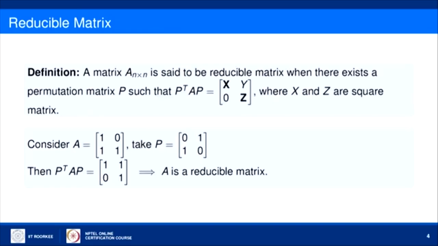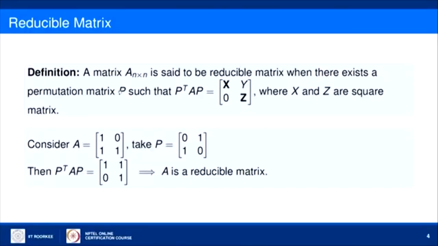My next definition is reducible matrices. An n by n matrix is said to be a reducible matrix when there exists a permutation matrix P, and you remember that a permutation matrix is a product of elementary matrices, meaning after applying elementary row operations on the identity matrix, you can get a permutation matrix. If you have such a permutation matrix P and you take the product P transpose AP, and it comes out in this form, where X and Z are square matrices, which may be of different order, and the matrix form is like this: a square submatrix X, Y, 0 and Z. Then we say that A is a reducible matrix.